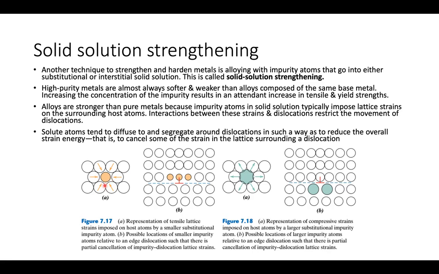Okay, conversely, if we have the alloy, and the impurity is actually bigger, in larger diameter compared to the pure one, the atom will also have a lattice strain to the neighboring atoms there, and then there would be a possible dislocation around the lattice strain there.